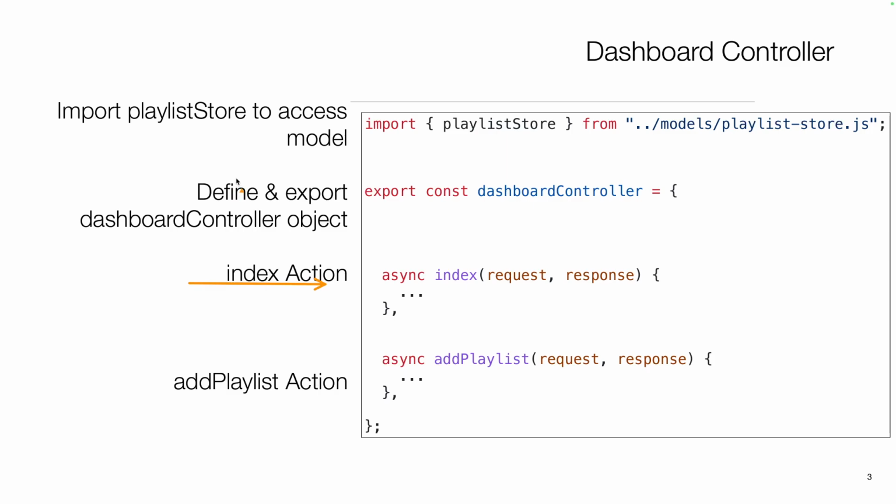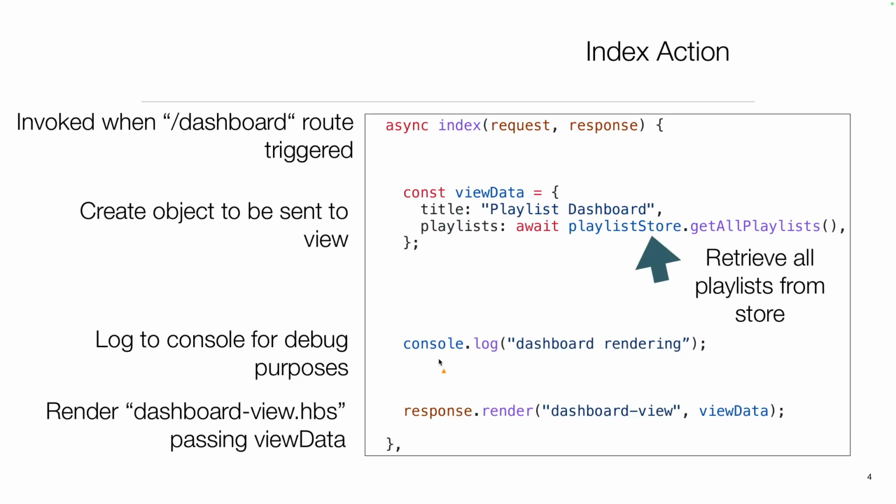So again, just to recap, we have our import of our model, which is our playlist store. And then we have an object, which is our dashboard controller, which we're exporting from our module. And it has two actions, index and add playlist. And so when the /dashboard route is triggered, we end up in the index. And that's a pattern that's taken from HTML, where you go to a directory, and the first place you will go is index unless an additional path is provided.